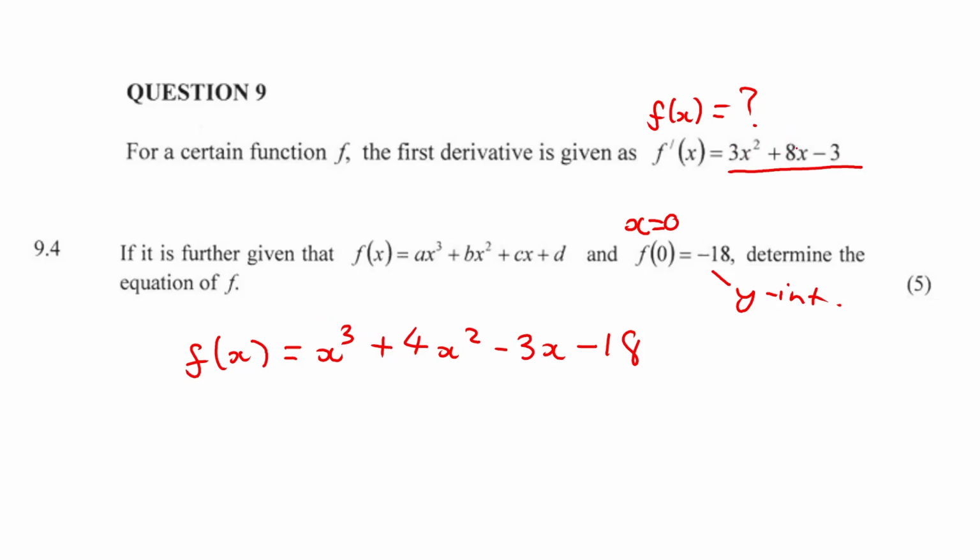Well, how did we get this 8 here? Well, after the cube comes a squared. What times 2 gives you 8? 4, okay? After the cubed, after the squared, we just get a coefficient of x. So what times 1 could have possibly given you negative 3? Well, negative 3x.